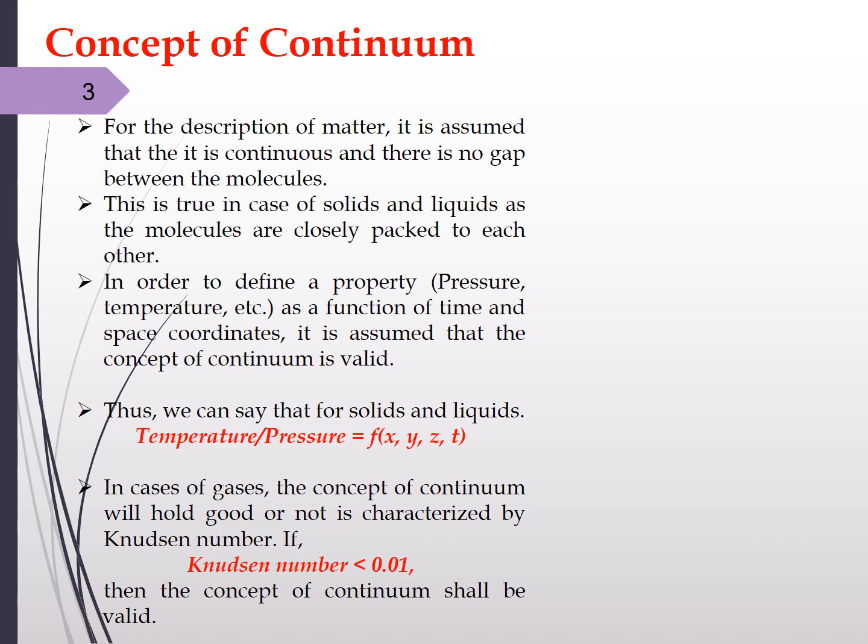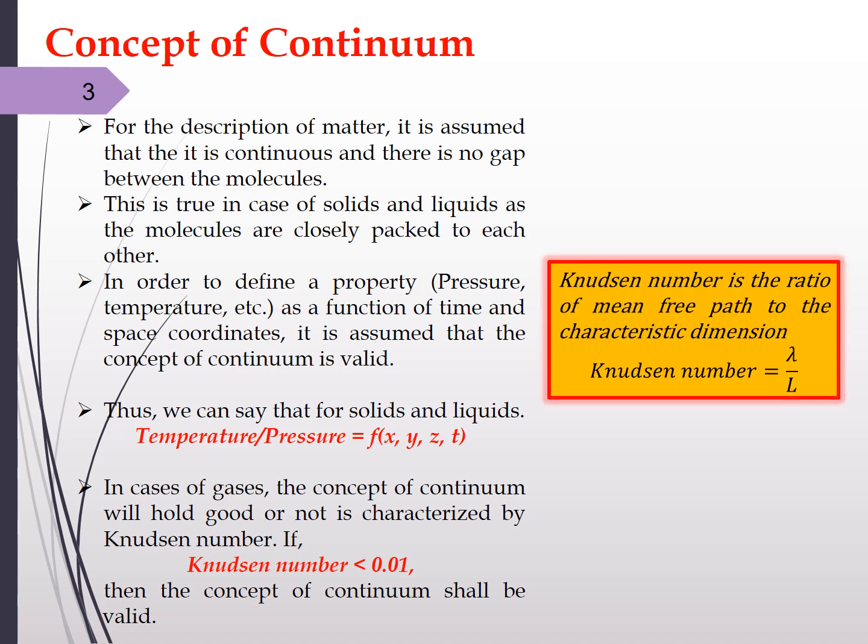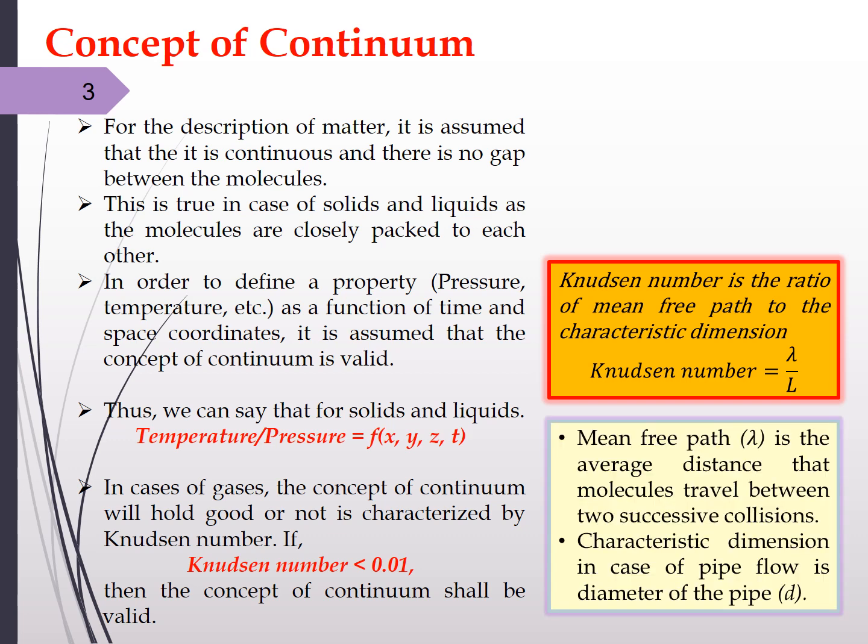So what is the constant number? It is basically the ratio of mean free path to the characteristic dimension. So mean free path, basically lambda by L, it is this ratio. Mean free path, as you all are aware, is basically the average distance between two successive collisions.